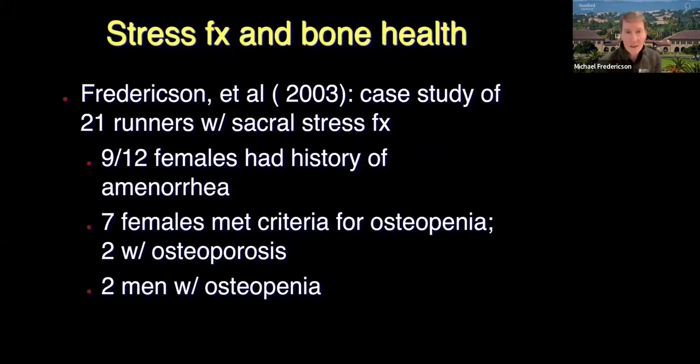This is a case series I published a number of years ago. Certainly seen a lot more of these injuries since then. But this was 21 runners who had a sacral stress fracture. 12 were females. 9 of them had a history of amenorrhea, and 7 of them met criteria for full-blown osteopenia, and 2 with osteoporosis. And even 2 of the men had osteopenia, which is not actually uncommon in a lot of these male distance runners.